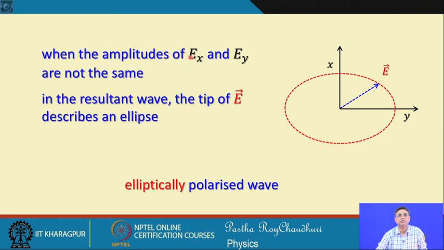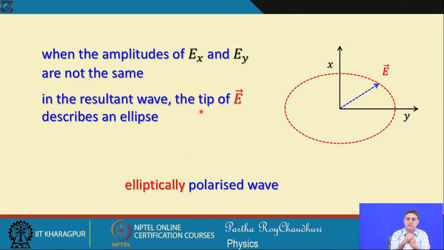When the amplitudes of Ex and Ey are not the same, because so far throughout the discussion we have considered that the magnitude of the electric field for the x component and that for the y component were the same. Then it was a circularly polarized light, because the contributions from Ex and Ey were the same.